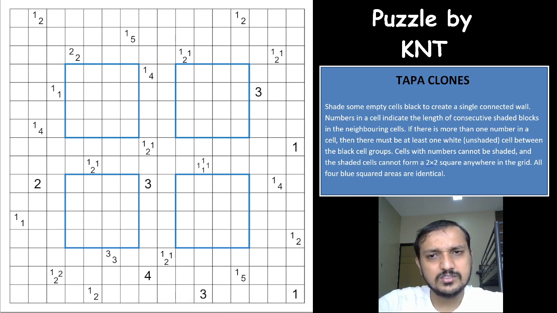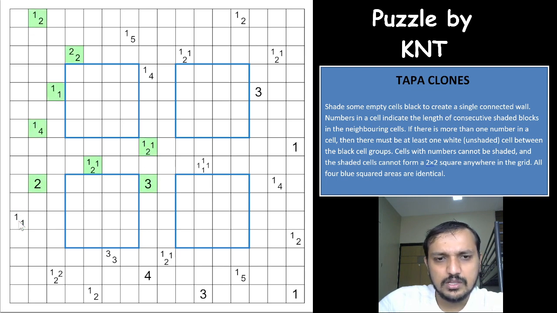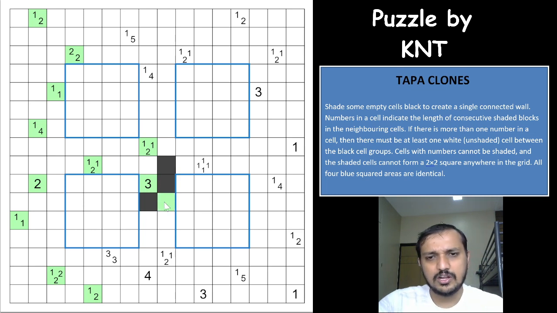Numbers in the cell indicate the length of consecutive shaded blocks in the neighboring cells. For example, if you have a 3 here, all the clue cells cannot be shaded. Out of these 8 neighboring cells you need 3 cells which are continuously shaded. It can be these 3 or these 3 or these 3, whatever be the case, but you cannot have a white cell in between. That is what a number indicates.